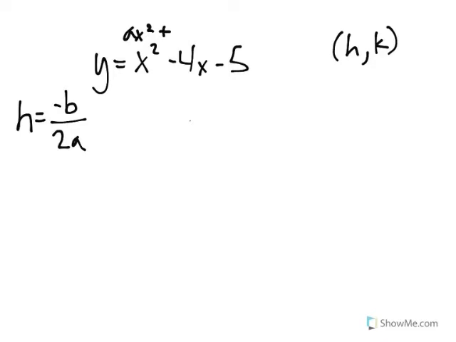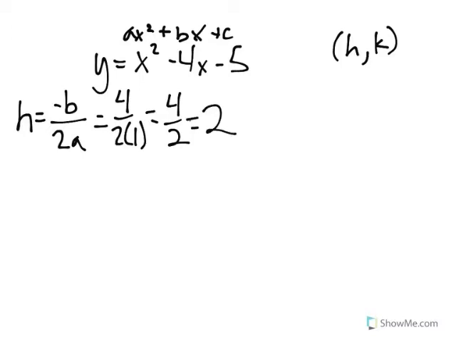plus b times x plus c. So in this case, my b is a negative 4 and my a is a 1. So negative 4 would become a positive 4 divided by 2 times 1, which would be 4 divided by 2, which is just 2. So now that I have the h value of my vertex, I can go ahead and look for the k value.